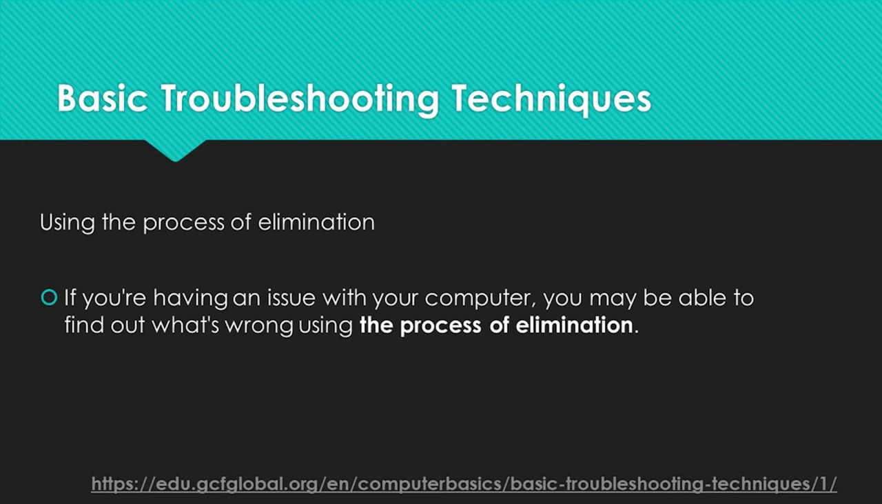Using the process of elimination. If you're having an issue with your computer, you may be able to find out what's wrong using the process of elimination. This means you'll make a list of things that could be causing the problem and then test them out one by one to eliminate them. Once you've identified the source of your computer issue, it will be easier for you to find the solution. We'll talk about other common computer problems and some ways to solve them.